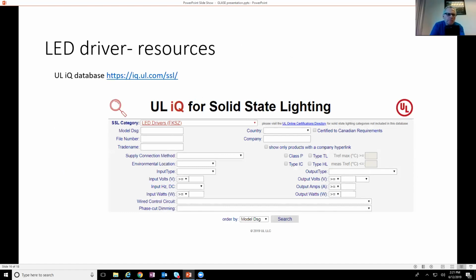We have a site on ul.com with all the different variables that I told you about for LED drivers. You can go in. They have drop downs. You can find out what connection method you need, what input supply you need, is there a specific type of dimming, output ratings, and it will return to you all the manufacturers that have UL certifications on LED drivers with those characteristics that you're looking for. So it's actually a free tool that's available to anyone at ul.com, and it's really quite useful.